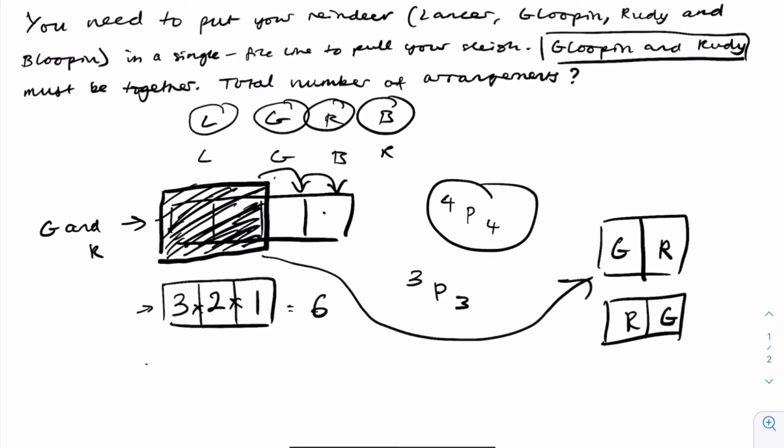So the answer would actually be 3 factorial from arranging Glupin and Rudy as a combined unit with the other reindeer, times 2, because Glupin and Rudy could be switched around in their little unit, which is the same as 6 times 2, which is equal to 12 different permutations and orderings of the reindeer. Of course, you could just write every single permutation out because it's a small number, but that would be very time inefficient.